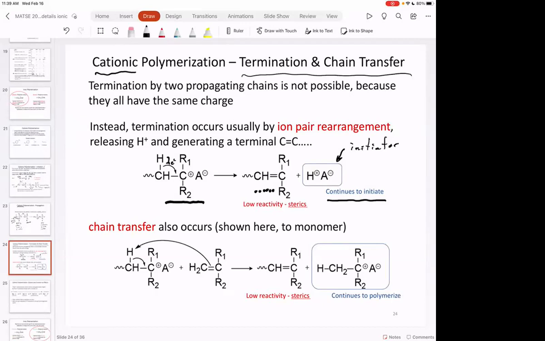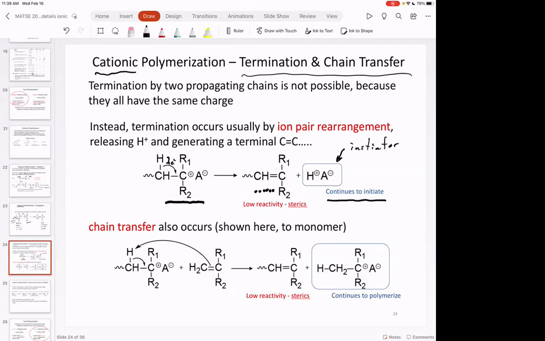There aren't lots of cationic polymerizations except for some key ones. So let's just say that free radical polymerization is more common because it's easier to control. It's a lot more well studied. Cationic polymerization exists, but it's only used in very specific circumstances. All right. We can also have chain transfer.